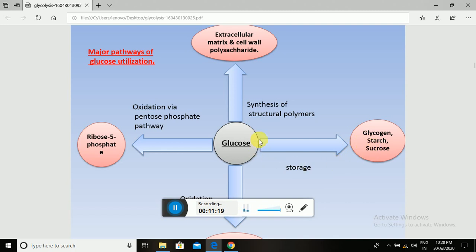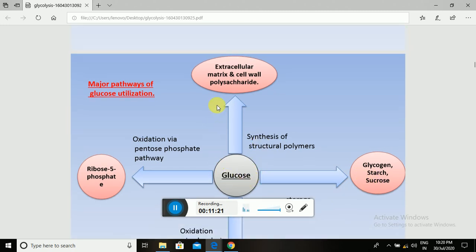Then second, glucose is used to synthesize structural polymers. In some gram positive as well as gram negative bacteria, they have a capsule or slime layer. This capsule and slime layer are both made up of carbohydrates. Most of these are heteropolysaccharides. In heteropolysaccharides, different types of sugars come together and form a specific layer, which is also known as a slime layer or capsule.